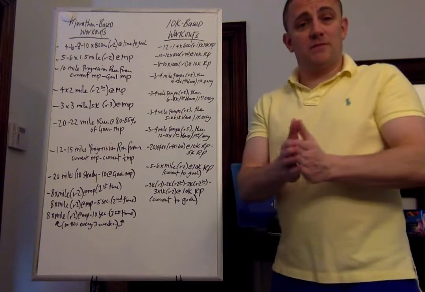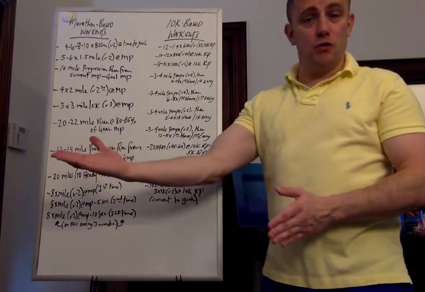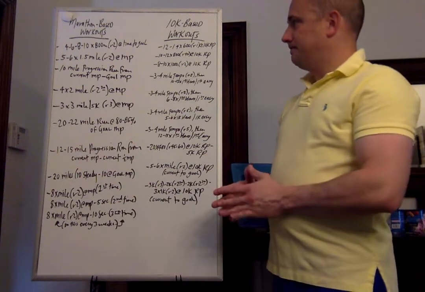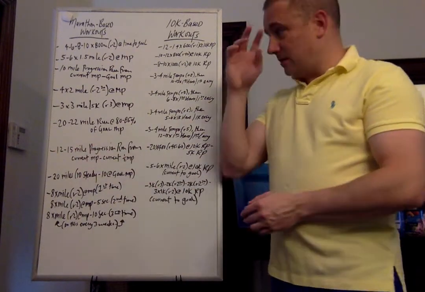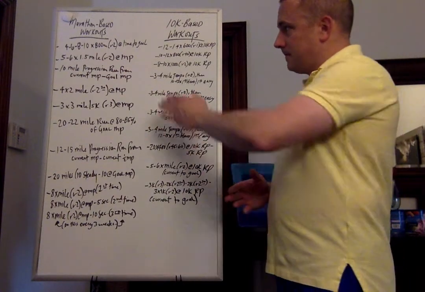And again, you can progress from your current pace, or where the calculator tells you your current pace is, to your goal pace, which will be at the same level as your goal half, what it suggests that you should be for your goal half, or your goal marathon.